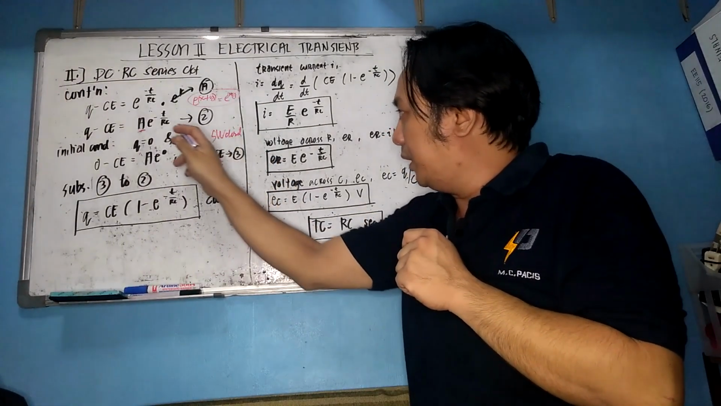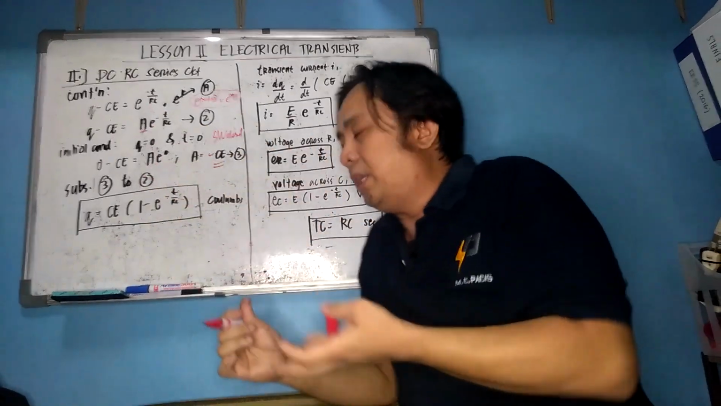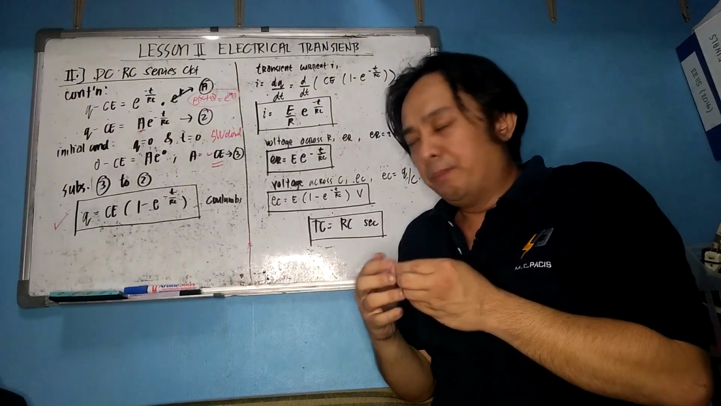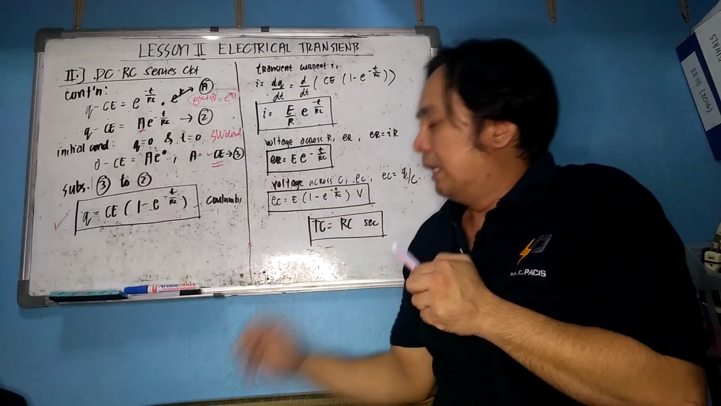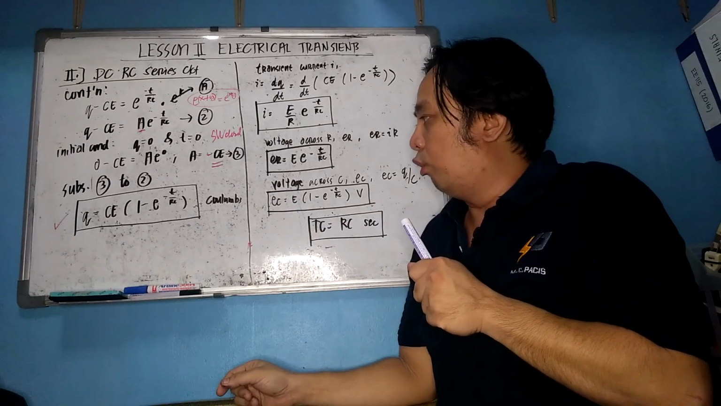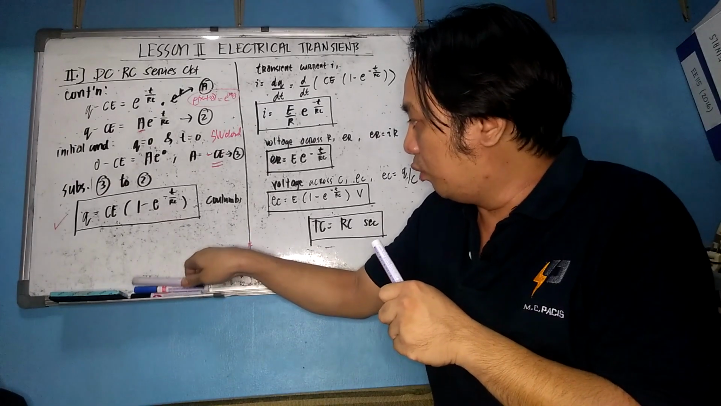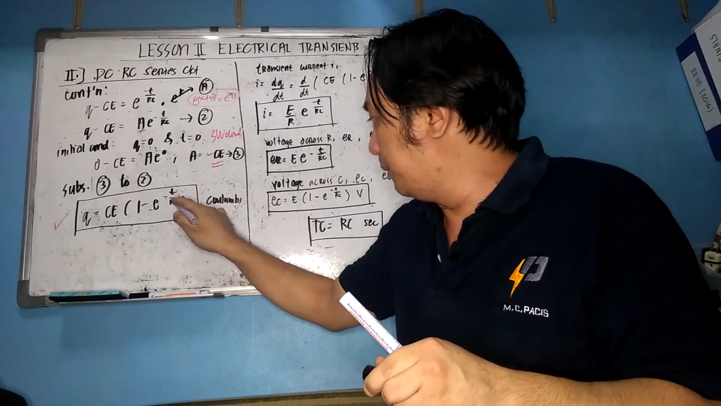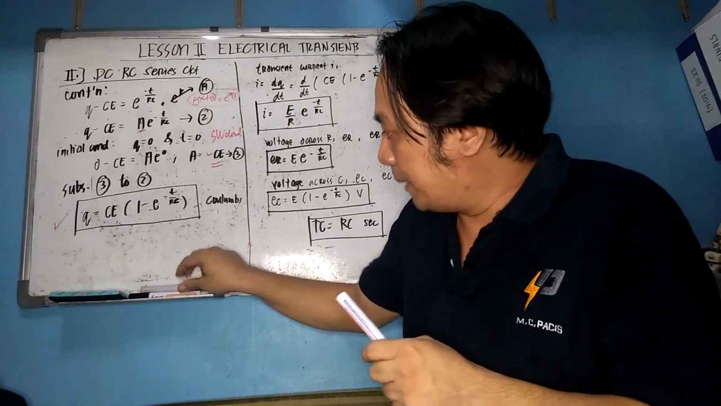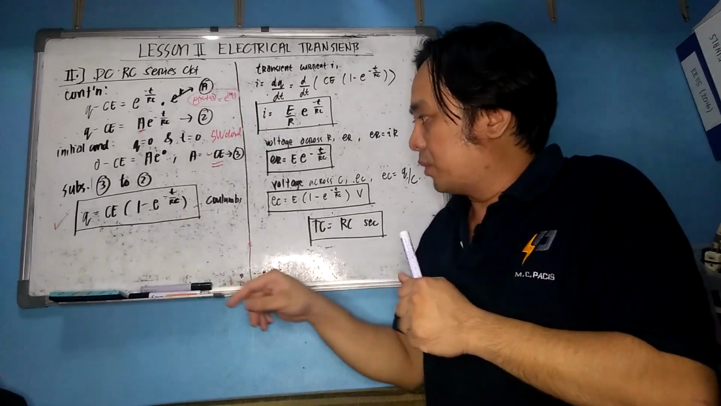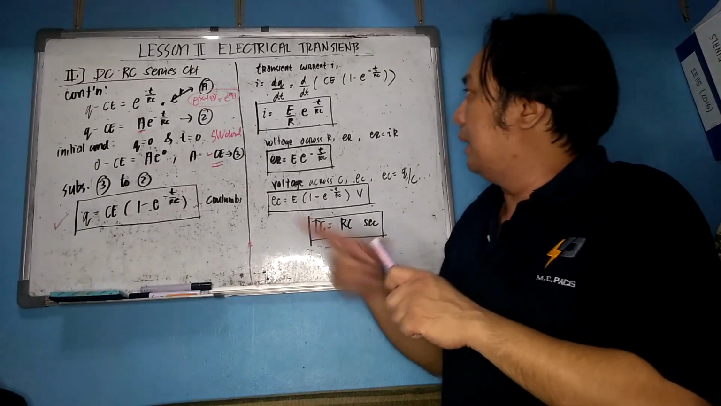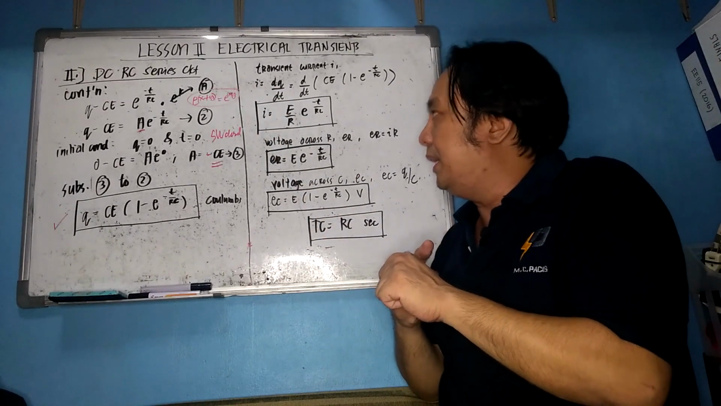Substitute equation number 3 into equation number 2, then simplify things. It will yield another important equation in terms of charge. The charge is equal to CE multiplied by 1 minus e raised to negative t over RC. So we have already solved the charge with respect to time. Now we need the transient current. So what you will do is go back to our equation a while ago, that I is the differential of Q over dt.